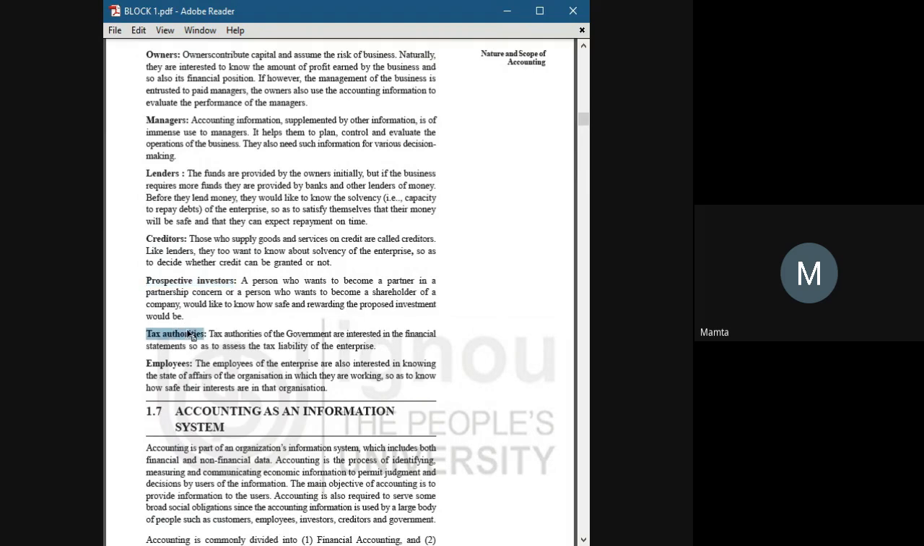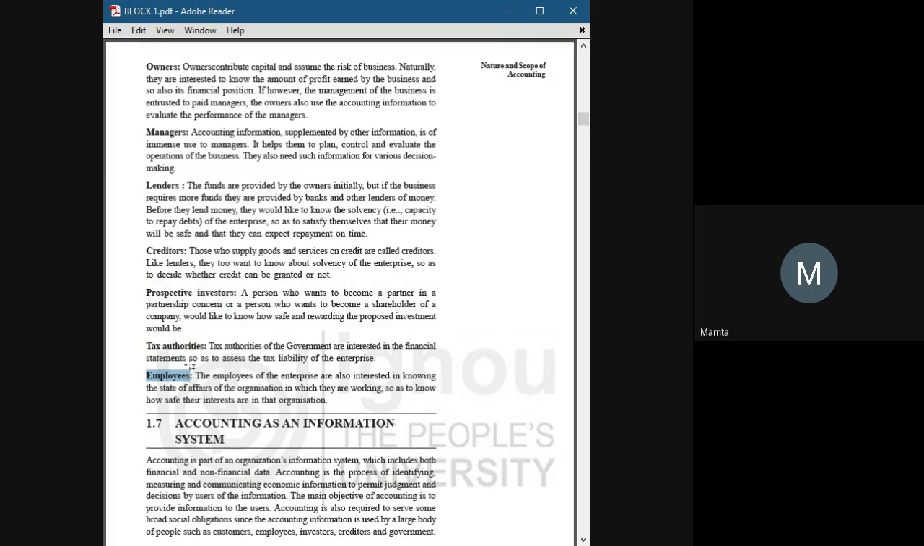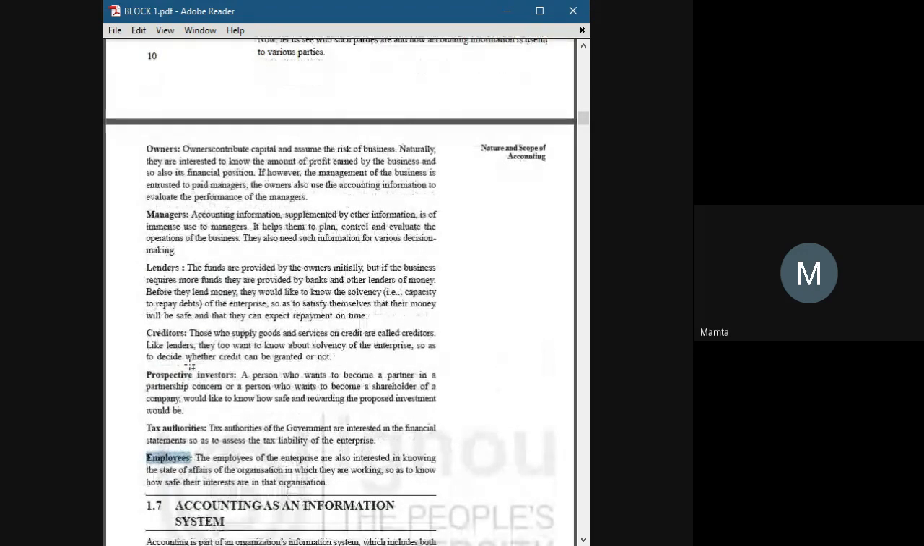Tax authorities, like the government, are also interested in your financial accounts so that they can assess the tax liability. They can ask for the tax money. Employees, why do employees need it? So that they can ask for bonuses, and they can think that they are safe in the company, that it is not going bankrupt. They need to know about this.